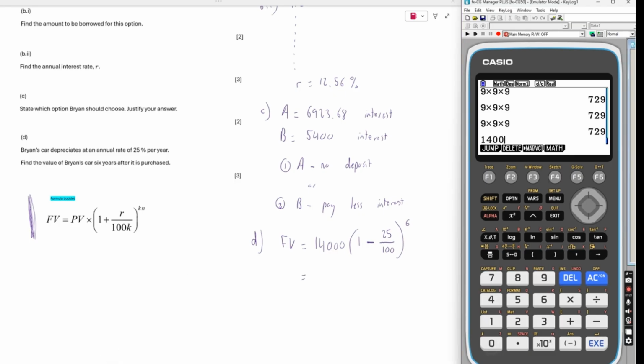We get 14,000 outside of 1 minus 25 over 100, which is 0.25, all of that to the power of 6 equals, and we get this as a number, 2491 point... It wants it to 2 decimal places, so let's do 70. You need the units.